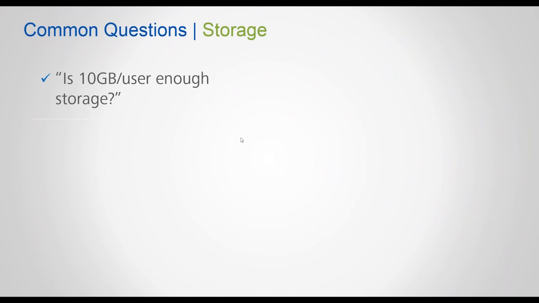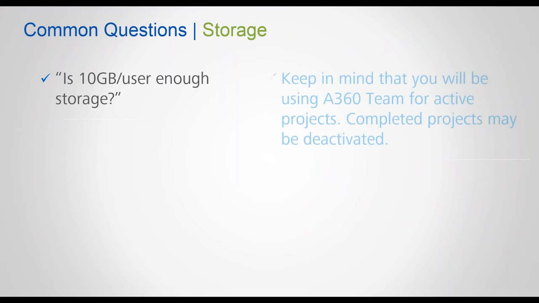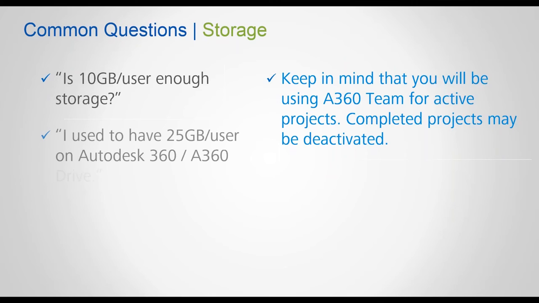And then finally, we have storage. So each user in A360 Team is going to get 10 gigabytes of storage. And that's pretty good. I mean, no Revit models that I'm aware of are 10 gigabytes, although I know some people are pushing that. What will happen is each user gets 10 gigabytes of storage, so you can actually start to pull these together. They're going to be available for active projects.